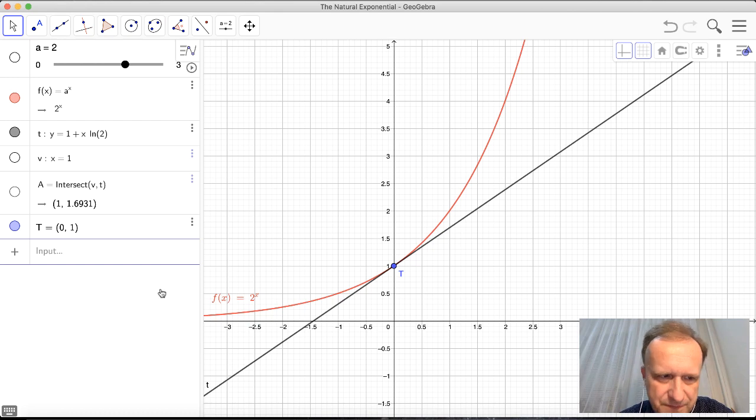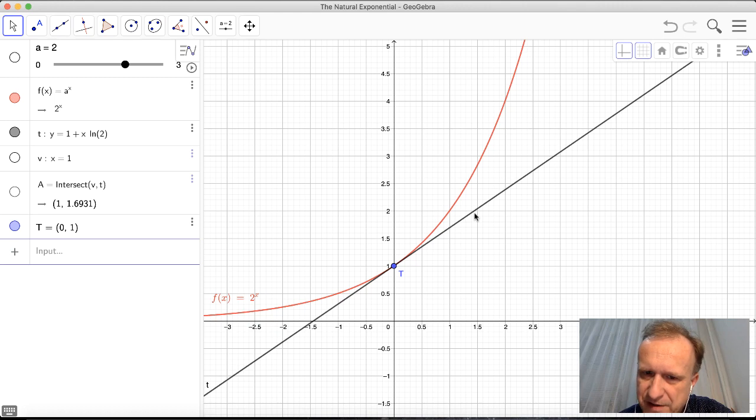For sure it doesn't have the gradient of 1, because if it did, it would go through this point and then through the point with coordinates (1, 2), because it would move 1 unit to the right and 1 unit upwards in the vertical direction, and it doesn't.